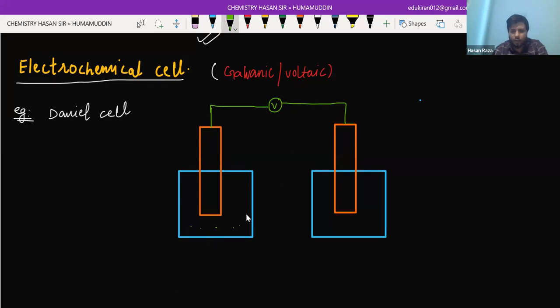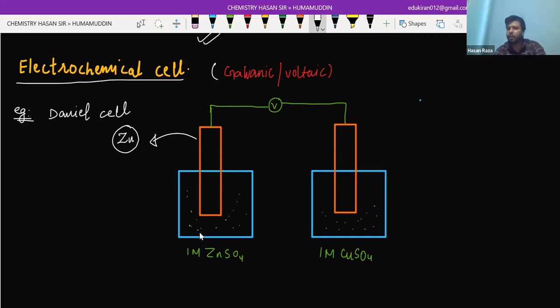Now, see what will happen here. In this container, you are going to introduce one molarity of ZnSO4, which is a salt. In the same way, you are going to introduce another salt, one molarity of CuSO4, in aqueous solution, not in solid state. This strip is made up of zinc, and the solution in this container is your ZnSO4. In the same way, this is your CuSO4 solution, and this electrode is made up of copper. Is that clear?